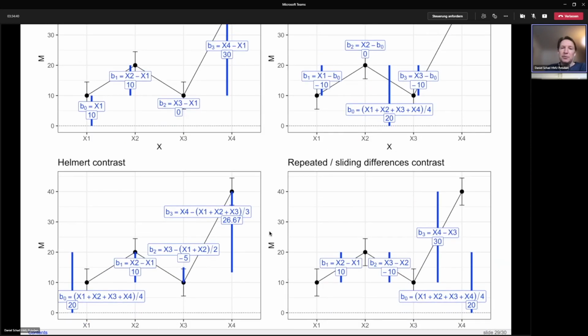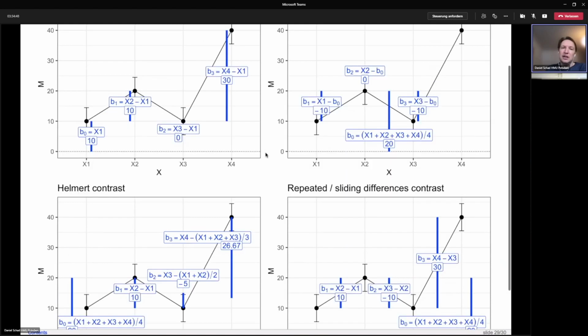But the next question is that sometimes we might have hypotheses that are not well represented by any of these contrasts. So what do we do then? In the next session, I will show you a way how we can still create a contrast matrix, even if the default contrasts don't work for us. I will show you a procedure and also an R package for how this can be done.